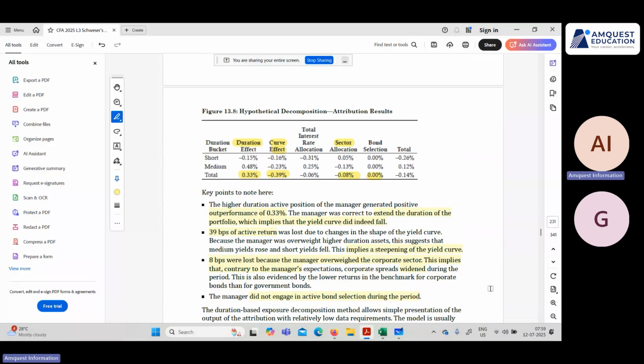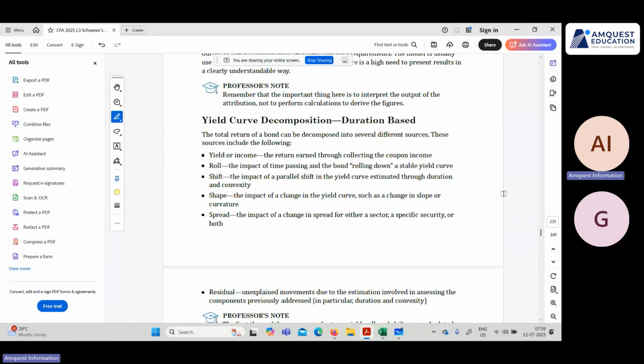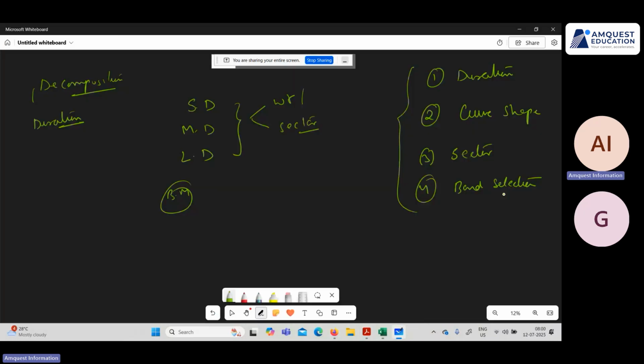Are we okay? We are okay. Okay. So this takes some time to absorb, but once you know it, you know how to think. As I said, the only things they can play around with are the duration, the curve, the sector, or the bond selection.